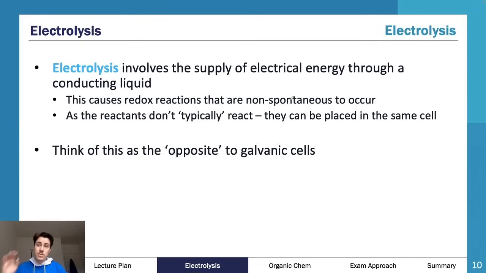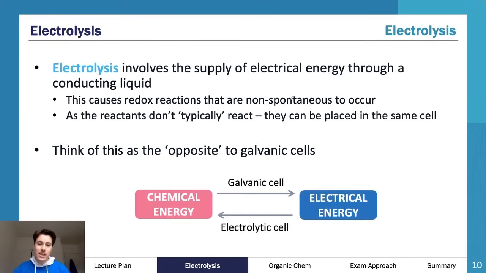So just to quickly point out, electrolysis, really importantly, you should know all this stuff by now, but it involves the supply of an electrical energy. And essentially what happens is you do the opposite to a galvanic cell. You get chemical energy going to electrical energy in a galvanic cell, but this time we're getting electrical energy going into chemical energy. So it's this coming backwards in an electrolytic cell.